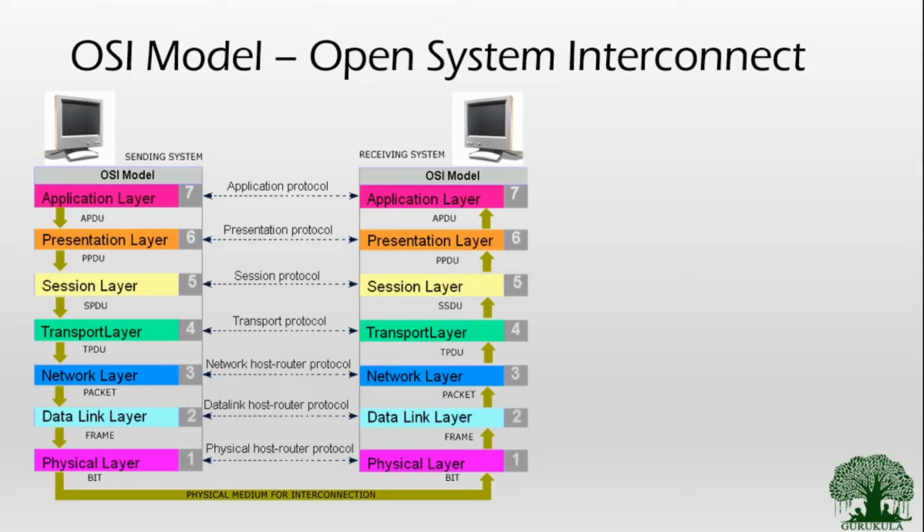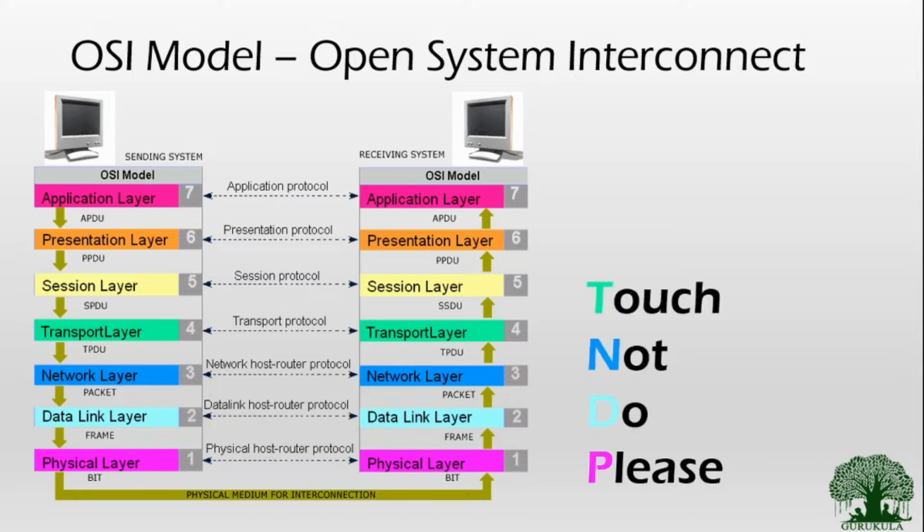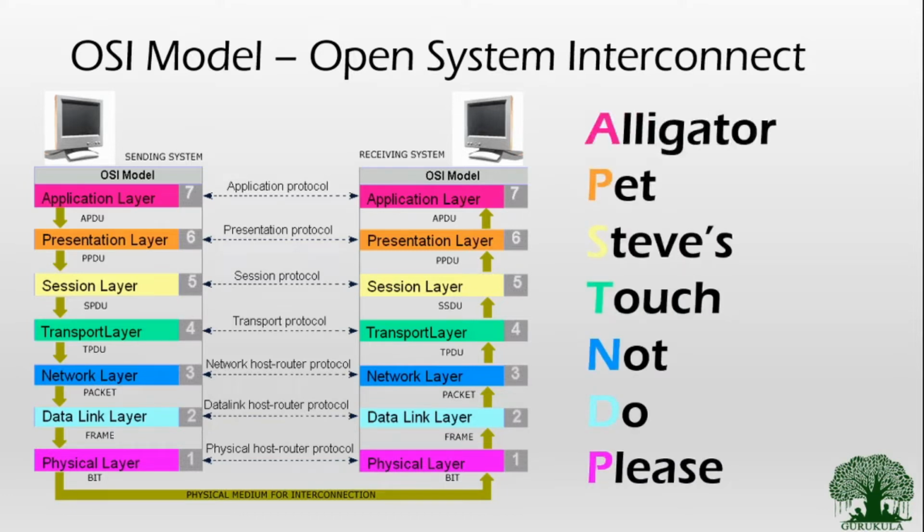In order to remember the layers of the OSI model in the exact same order, there is a trick you can keep in mind so that you will not rearrange the layers. You can always try to remember this one sentence: please do not touch Steve's pet alligator. This one sentence will help you remember the layers of the OSI model in the same way as represented in the standard. So, please do not touch Steve's pet alligator. All the first letters represent each and every layer, as you could see in the figure.